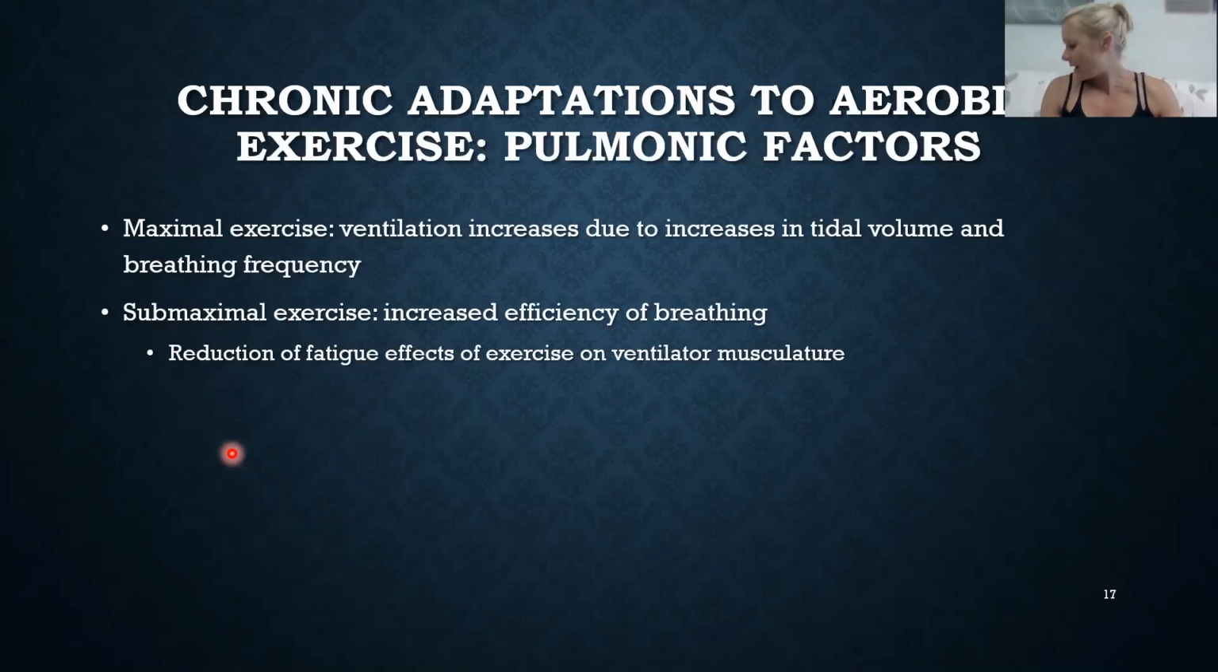What about pulmonic factors? What can happen within the pulmonic system or the respiratory system with regular training? Ventilation can increase during maximal exercise slightly. This is due to an increase in tidal volume and breathing frequency. During some maximal exercise, we become a little bit more efficient at breathing. So we'll see reduced amount of fatigue in our ventilatory muscles, such as the intercostals, the diaphragm, pec minor, and sternocleidomastoid.